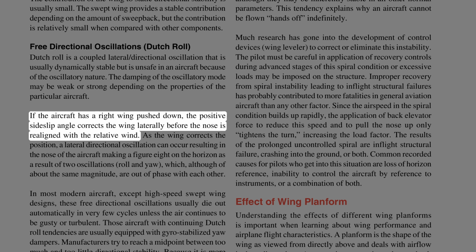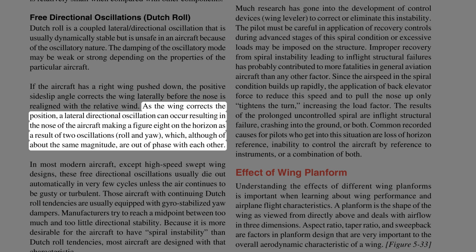If the aircraft has a right wing pushed down, the positive sideslip angle corrects the wing laterally before the nose is realigned with the relative wind. As the wing corrects the position, a lateral directional oscillation can occur, resulting in the nose of the aircraft making a figure 8 on the horizon as a result of two oscillations, roll and yaw, which, although of about the same magnitude, are out of phase with each other.